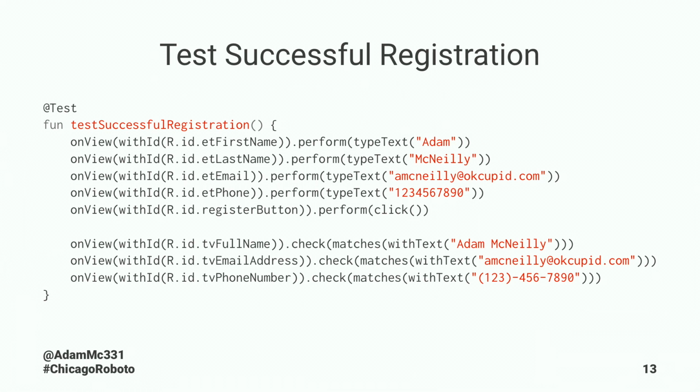address. I promise this will be the only test that I walk you through line by line. But if I go again, find a view with an ID of et_phone, perform an action, type in my phone number, then find the register button and click it. Hopefully by now you've seen the pattern on these lines. And at the end, we'll create some view interactions, check some assertions, and make sure these views have my formatted full name and my formatted phone number.